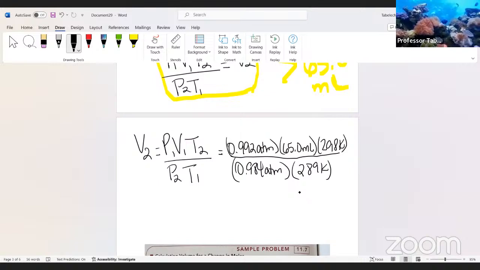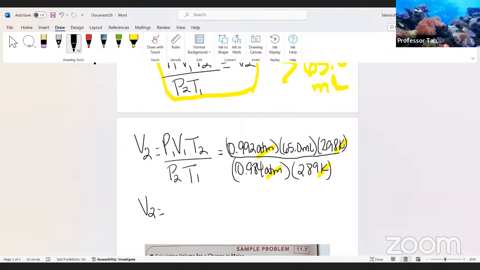Okay, what we need to do, of course, is cancel out our like terms. We don't need the ATMs anymore. We don't need our Kelvins, but guess what's left over? The milliliters. So that's what we're solving for. And remember, we're predicting that our answer will be greater than 65.0 milliliters. So what I'm going to do is plug this number in, 0.992 times 65 times 298. All of that divided by 0.984 and 289.